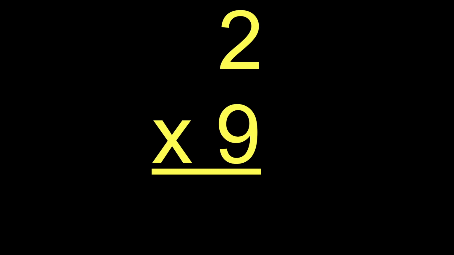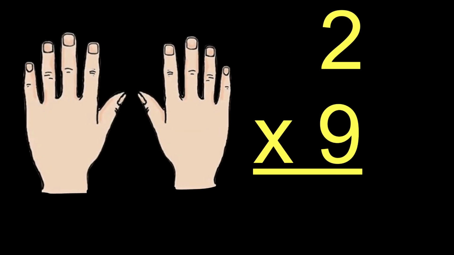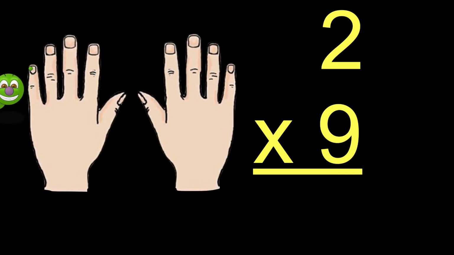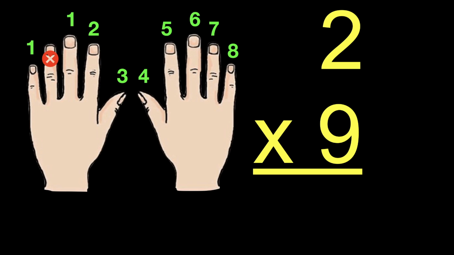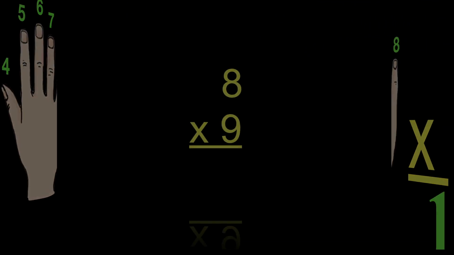So 2 times 9. So I like to say palms down, okay? Count from your left. Thank you, Wally. And we're going to do the second finger. I'm counting 1 and 8 for 18. So 2 times 9 is 18. Good.